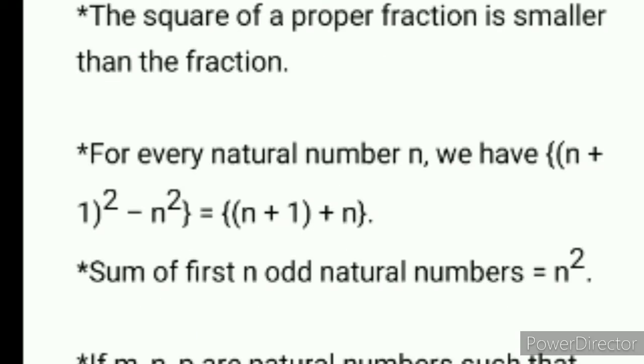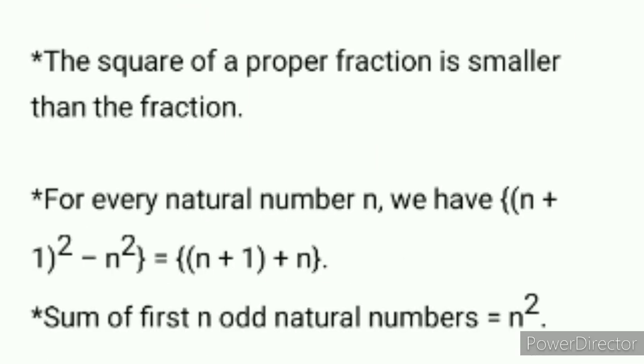Next, for every natural number n, we have (n plus 1) whole square minus n square equal to (n plus 1) plus n. This point says that the difference of any two consecutive square numbers is equal to the sum of those numbers. That is, the difference of squares of consecutive numbers is equal to the sum of the numbers. Understand? We'll understand better by doing one example.